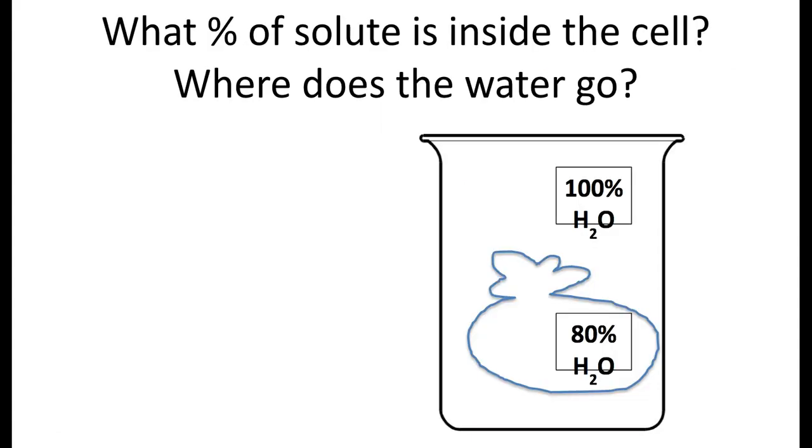Here I have 100% water outside again, so my baggie is sitting in pure distilled water. I have 80% water inside the baggie, meaning there's going to be 20% solute. So water always goes to the area of highest solute, so water will rush into the baggie, and we say the baggie is sitting in a hypotonic solution.